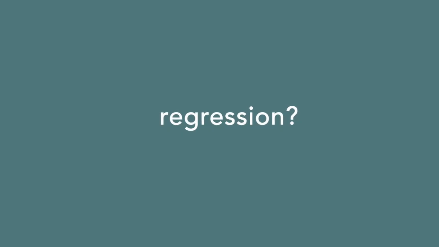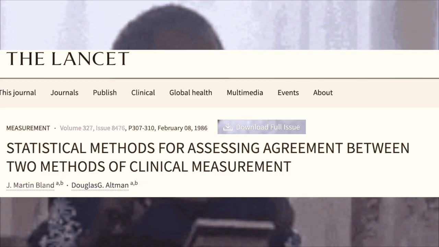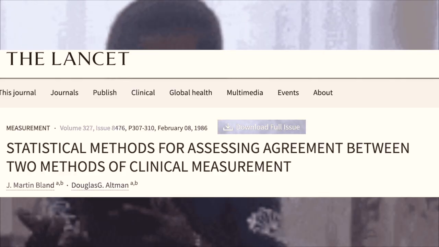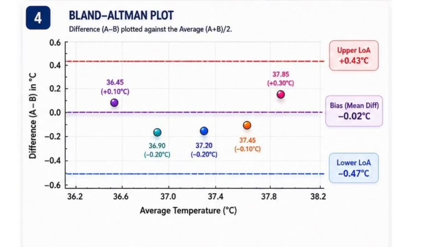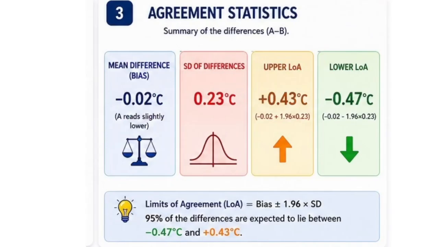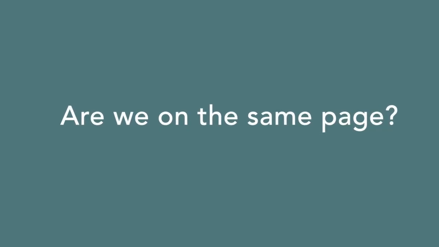You really don't want to use any of the tests you may have heard of already, such as your Pearson R correlation value, because it turns out that two methods can have a high Pearson R value, but still disagree badly in clinically meaningful ways. That's why you need something like the Bland-Altman, which reveals the magnitude and direction of disagreement. The ideal situation is that you get a small, non-significant bias and a narrow limit of agreement. Are we on the same page?